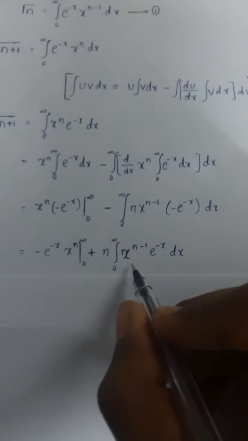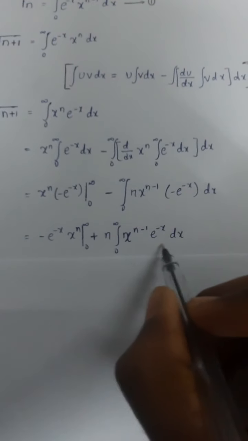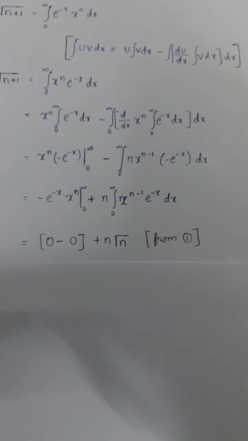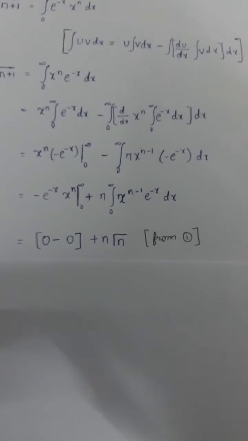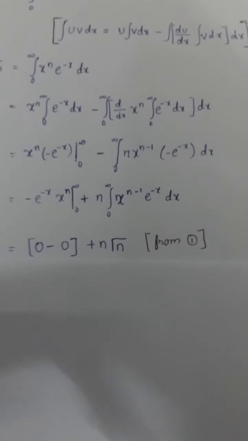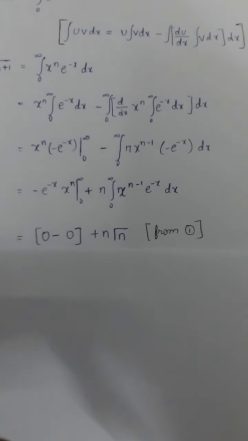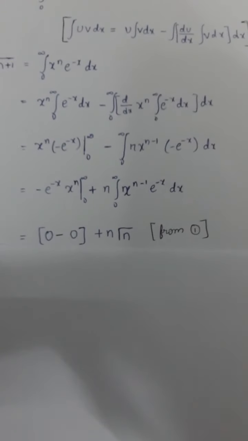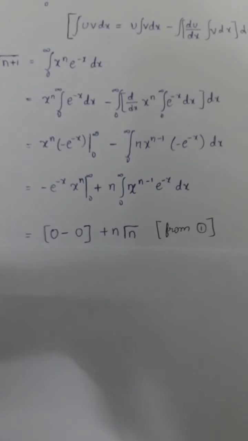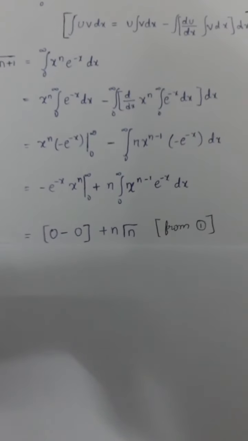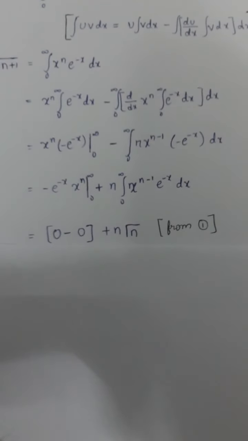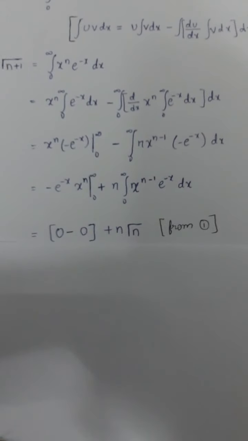If we look at this term, we can identify that this is in the form of the first equation. In the next step, we are applying limits to the first term. First we substitute the upper limit: e to the power minus infinity equals 0, so the term becomes 0. Minus, now we are substituting the lower limit, and e to the power minus 0 also equals 0, and the term becomes 0.